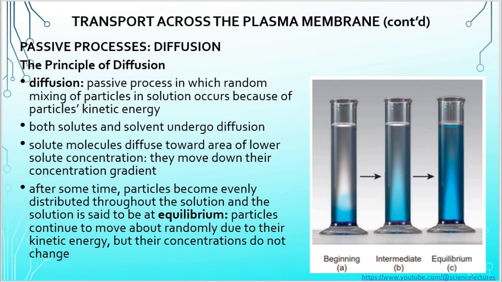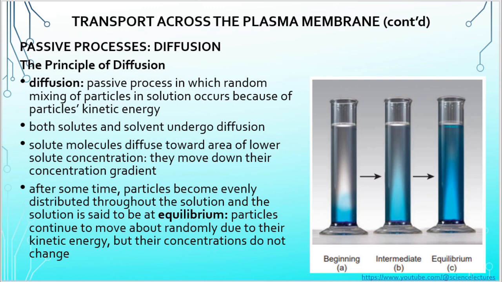The particles continue to move about randomly due to their kinetic energy, but their concentration does not change at equilibrium. For example, when you place a crystal of dye in a water-filled container, as shown in the figure, the color is most intense in the area closest to the dye because its concentration is higher there. At increasing distances, the color is lighter and lighter because the dye concentration is low.